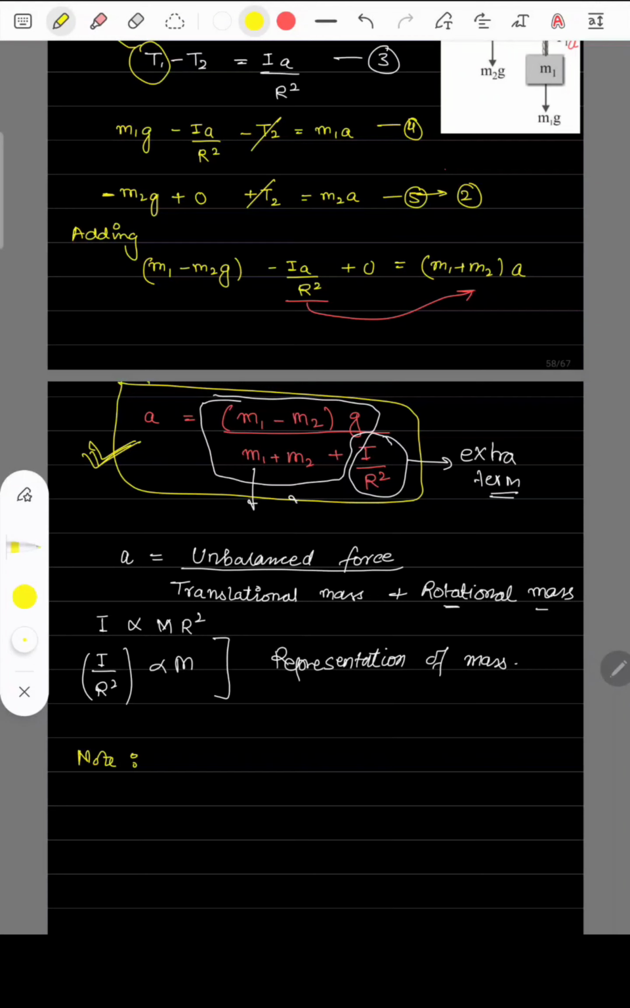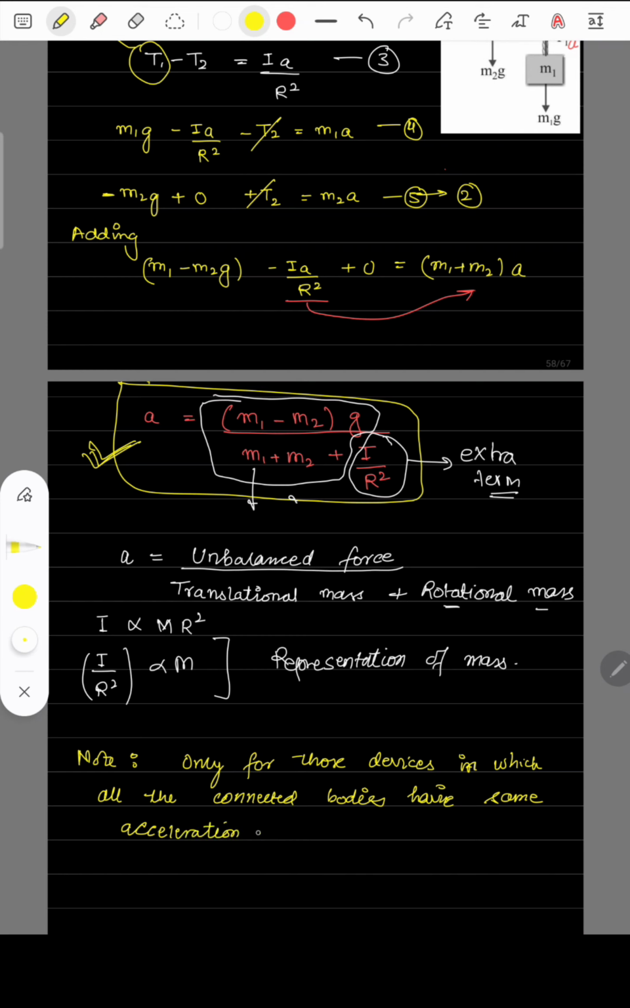this thing is applicable only for those devices in which all the connected bodies have the same acceleration. This you need to take care of.